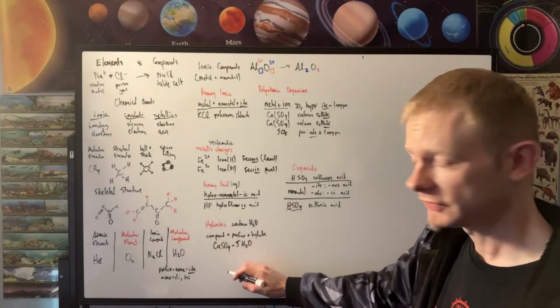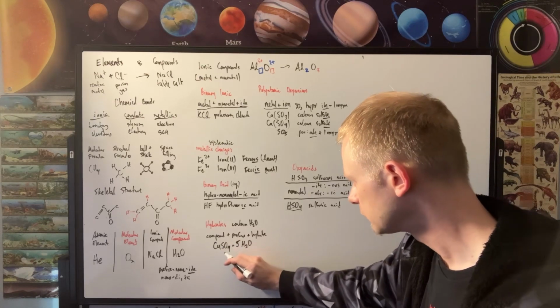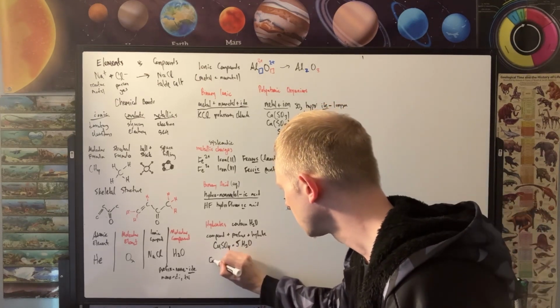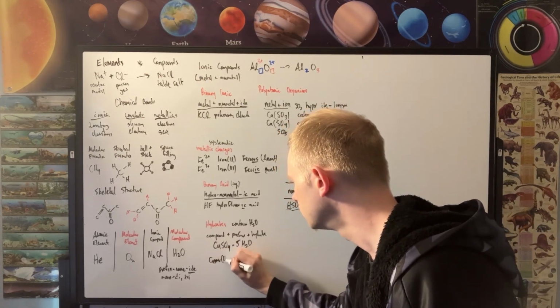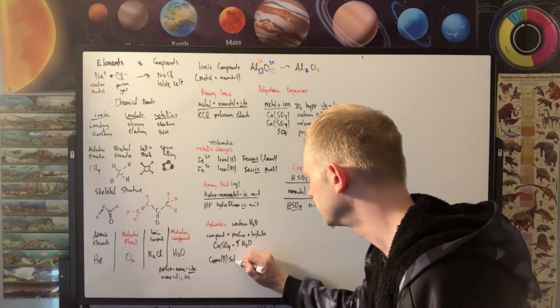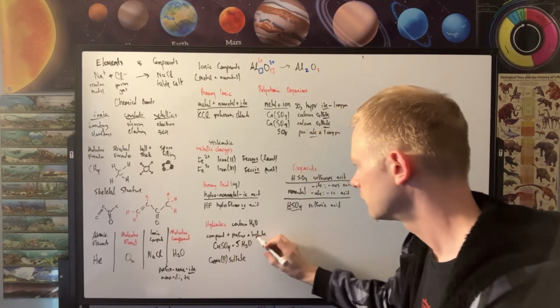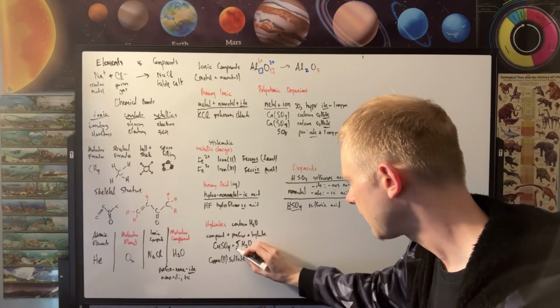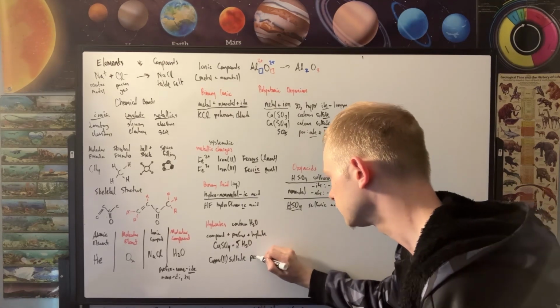In order to name this, you're going to name the compound first, so copper(II) sulfate. Copper(II), because sulfate has a charge of 2-, so you need copper(II) sulfate. And then you're going to go into the prefix, so you have 5. That's going to be a pentahydrate.